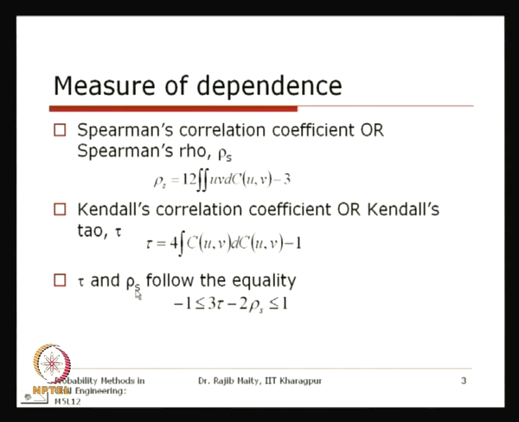We have also stated that this tau and this rho s follow this relationship through this inequality: minus 1 is less than or equal to 3 times tau minus 2 times rho s, which is less than or equal to plus 1. So, 3 times tau minus 2 times rho s is bounded by minus 1 to plus 1. But what is more important here is that the expression that we have explained here is in general for all the copulas, whatever may be the class.